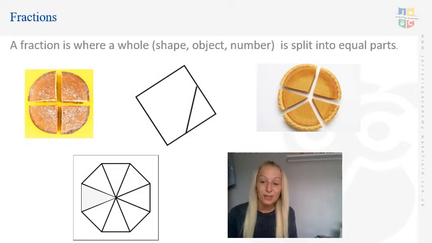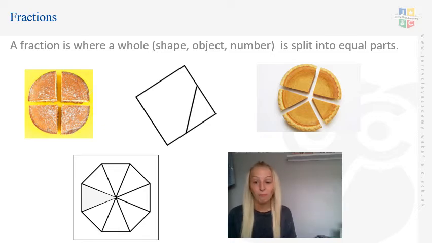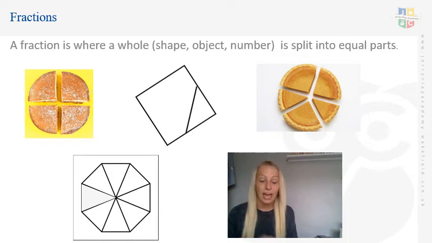So on this slide you can see 4 different ways of trying to show a fraction. Now remember, a fraction is a whole shape, a whole number or a whole object that has been split into equal parts. What I would like you to do is see if you can find 2 errors or 2 shapes that are not showing a fraction. So remember, it has to be a whole and they have to be split into equal parts. See if you can pause the video now and find the ones that are not a fraction.